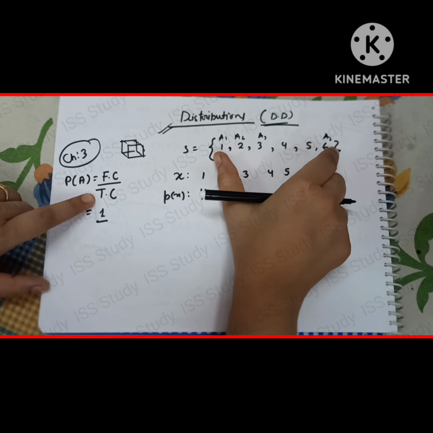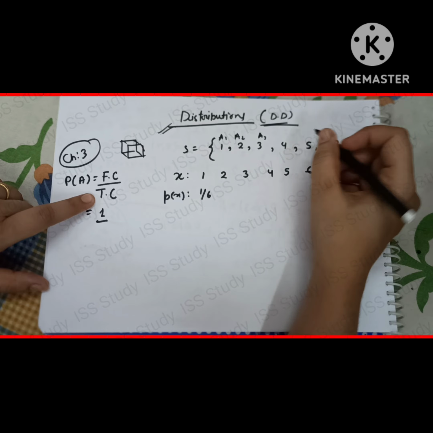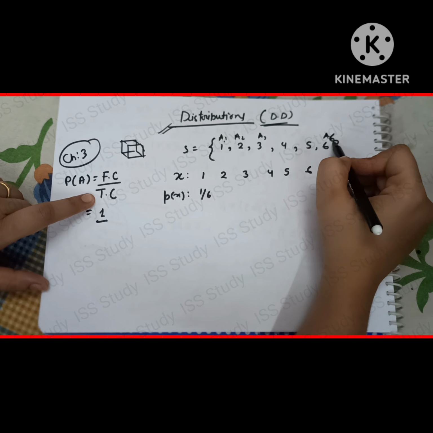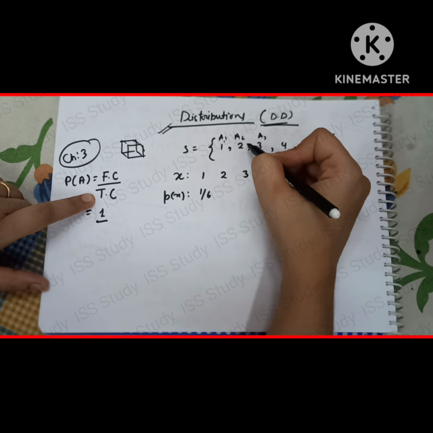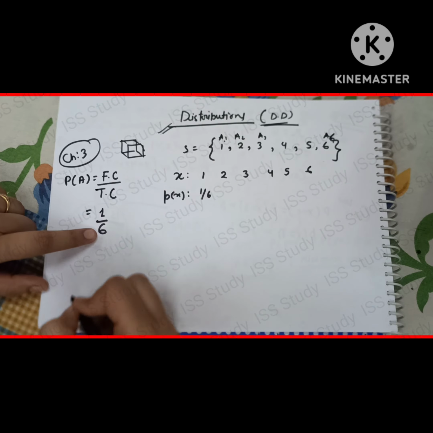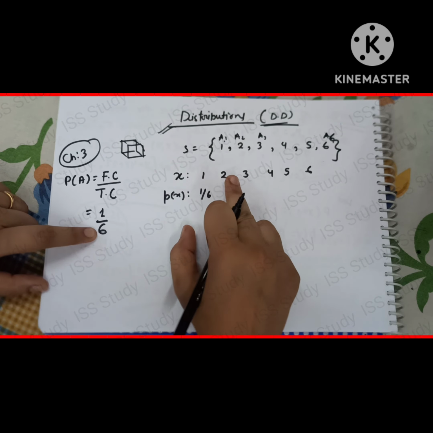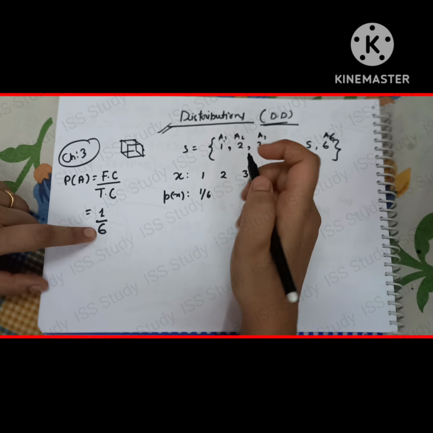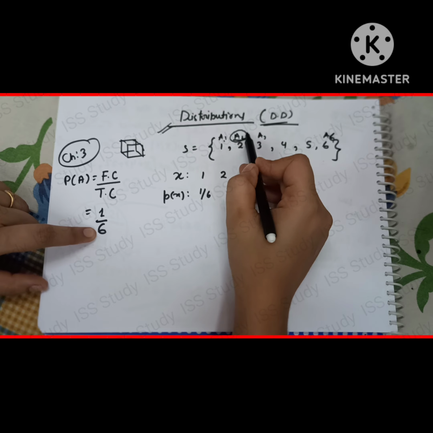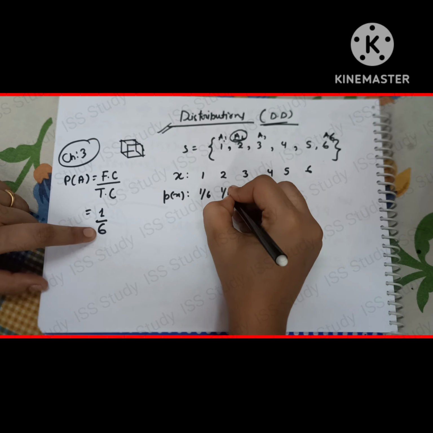So that means favorable cases is 1 here. And how many total number of cases do we have here? Obviously it starts from A1 to A6, so counting 1, 2, 3, 4, 5, 6, we have a total of 6 cases here. So the probability of happening of the event 2, or the event A2, is also 1 by 6.